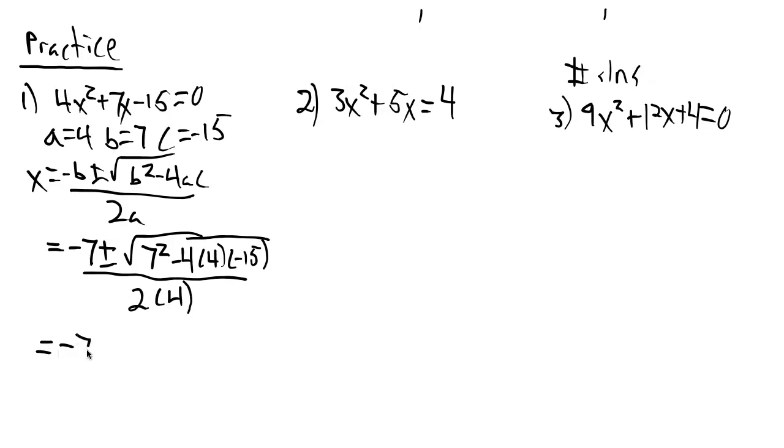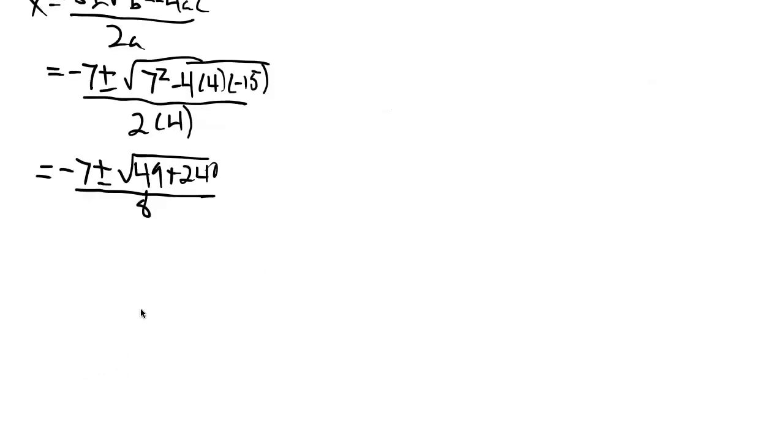Or this is equal to negative 7 plus or minus the square root of 49 minus 4 times 15. So we get minus a negative 240, so we get plus 240 over 8. So 49 plus 240 gives us that this is the square root of 289. So we're looking at negative 7 plus or minus the square root of 289 over 8. Let's see what the square root of 289 is. Well, that's 17.